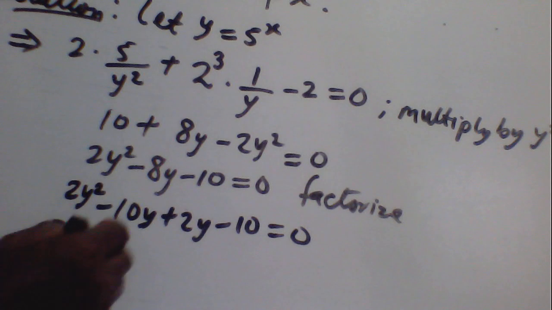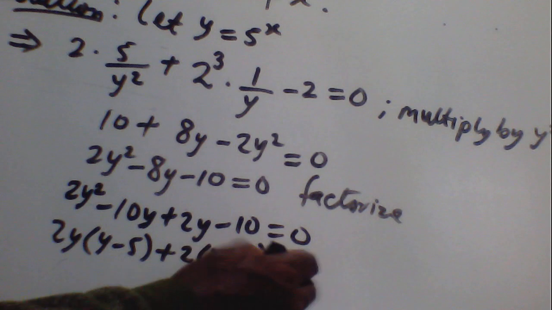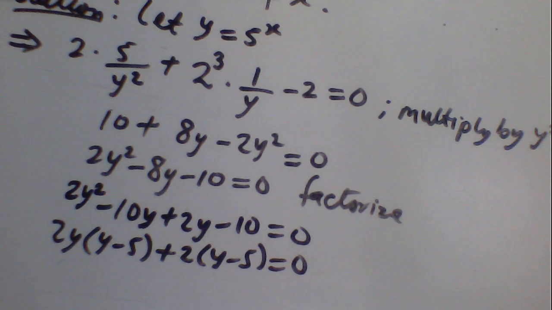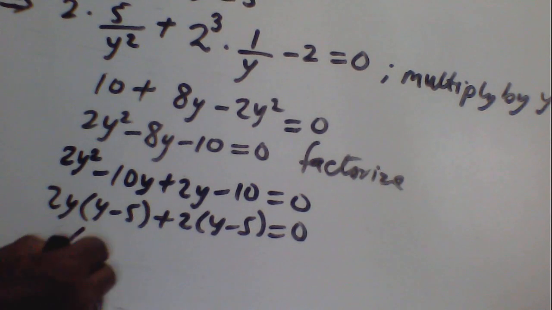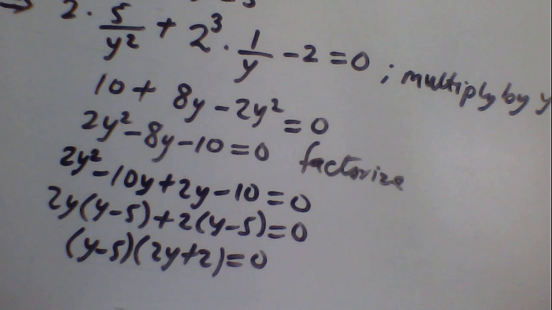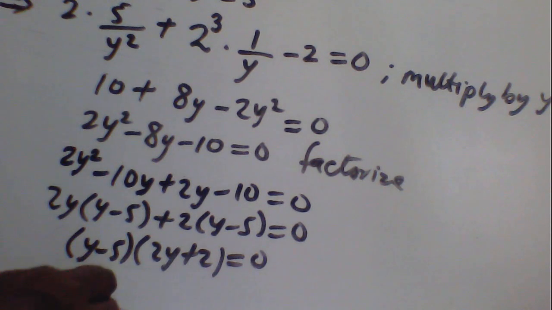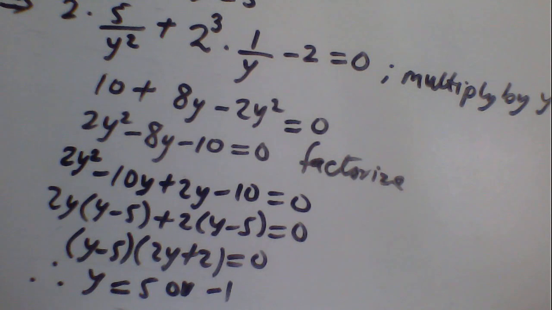From here we factorize. 2y is common, you bring it outside, you have y minus 5. 2 is common, you have y minus 5 equals 0. So you can simplify further: y minus 5 times 2y plus 2 equals 0. Therefore y equals 5 or minus 1. Minus 2 crosses the other side, giving minus 2, divided by 2 gives minus 1. So y equals 5 or minus 1.